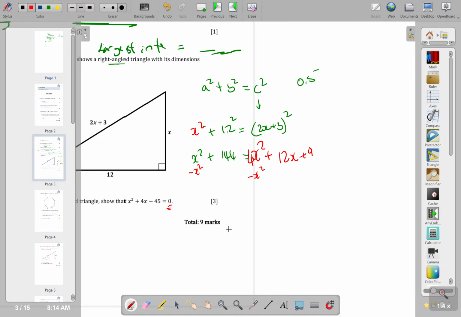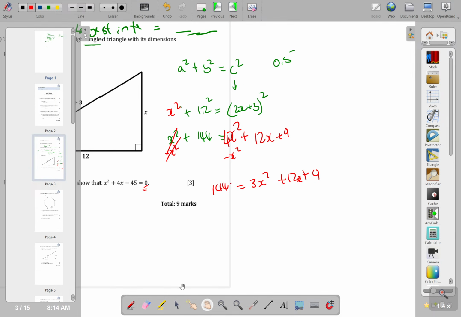So I'm minus x squared over here. The goal of that was to remove it from this side, so it pops up over the other side. So now 144 equals 3x squared plus 12x plus 9.